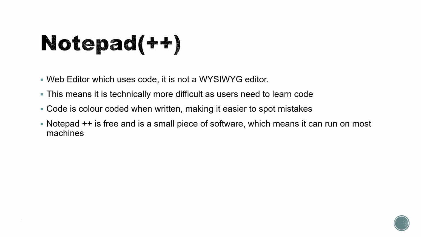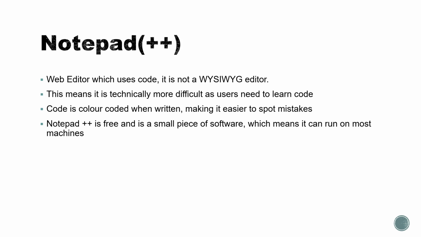Notepad++, so similar to Sublime Text. So it is technically more difficult because there is no design view. However, actually, once you know a bit of the code, then it shouldn't be too bad. It is similar to Sublime Text. There's a range of different people that use different versions of these, but ultimately it comes down to your personal preferences. When code is color coded, like it is in Notepad++, it will make it easier for you to spot mistakes, which is a good thing.